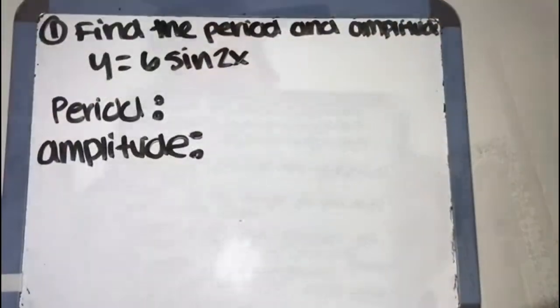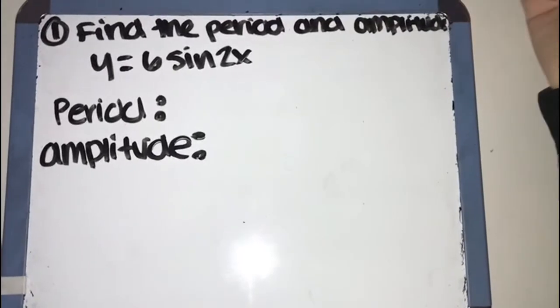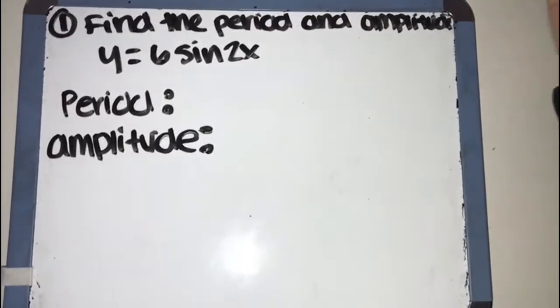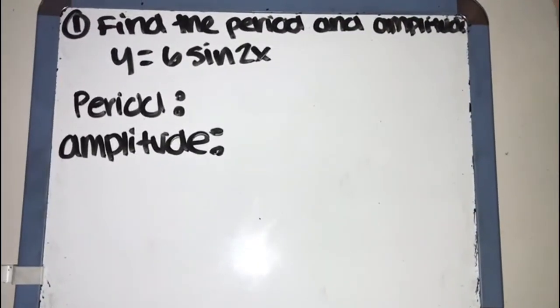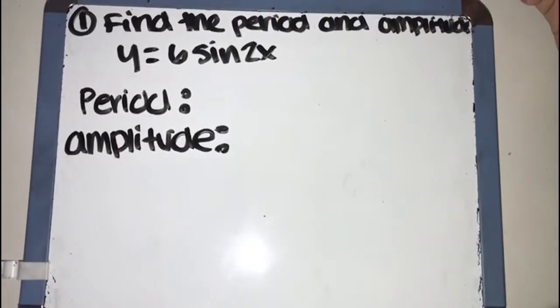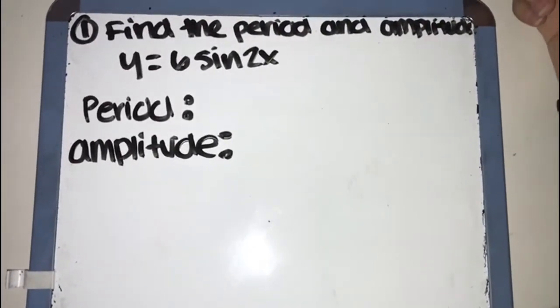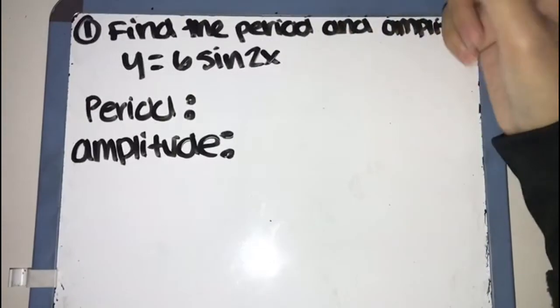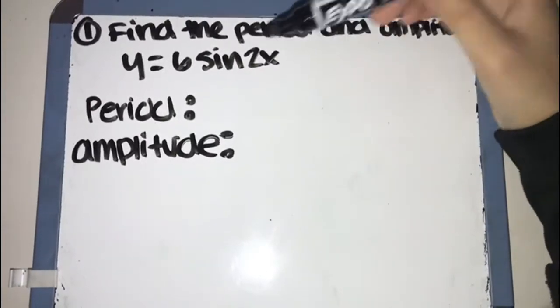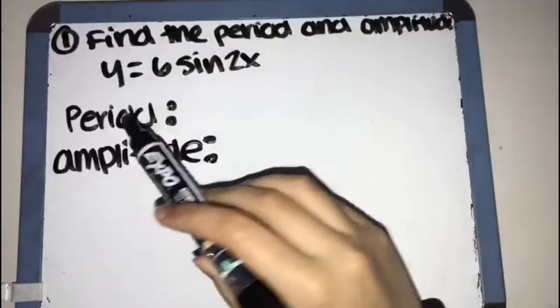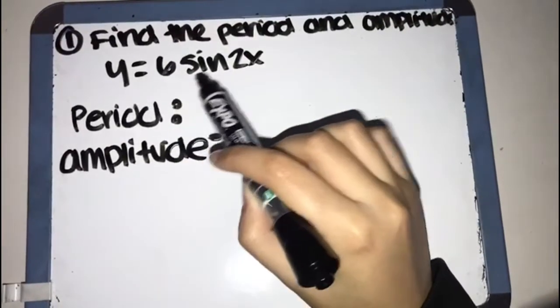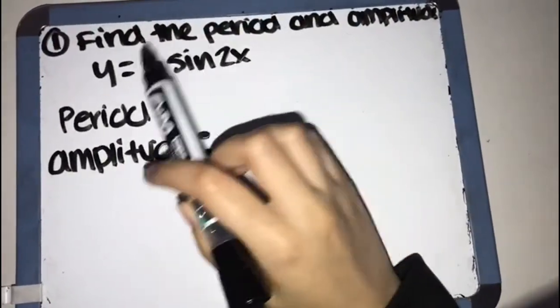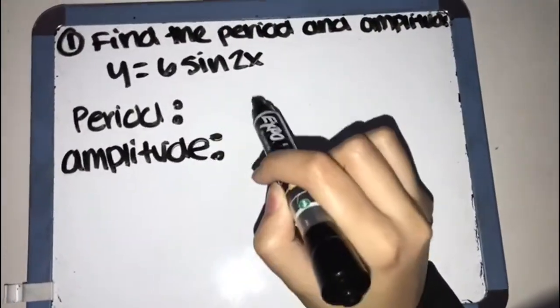Okay, so this is the first problem, and it's a basic problem, kind of a review of what you learned previously. The question asks you to find the period and amplitude. So y equals 6 sine 2x. Now this is the equation, and we have to find the period and the amplitude.